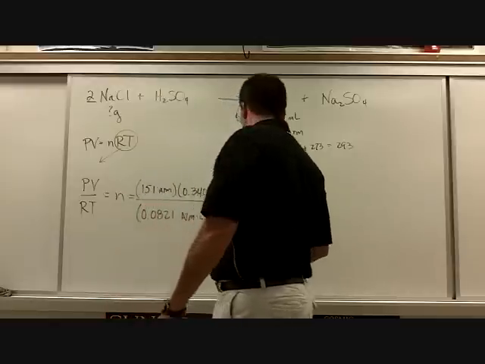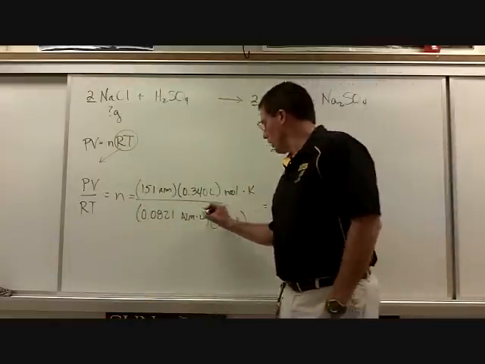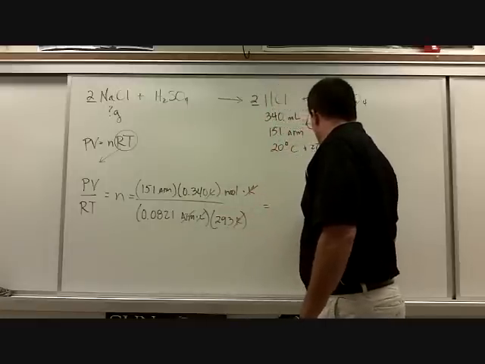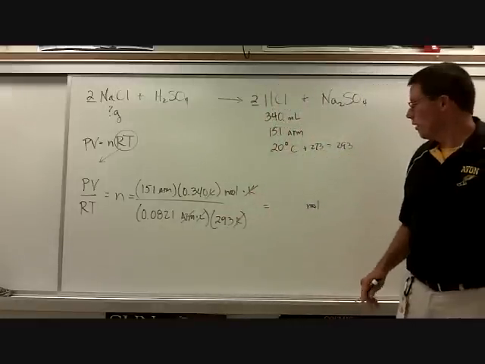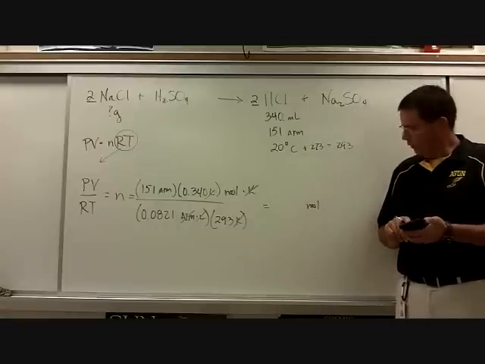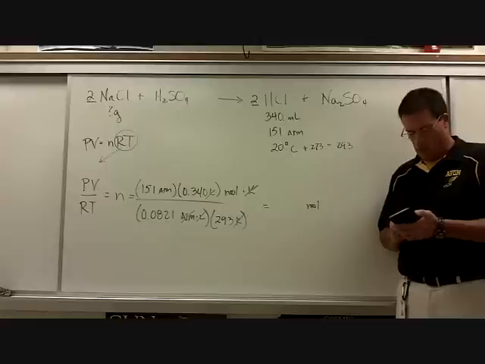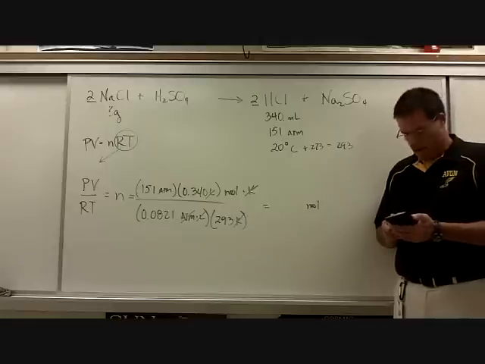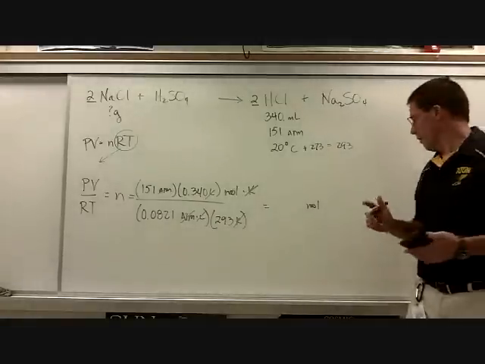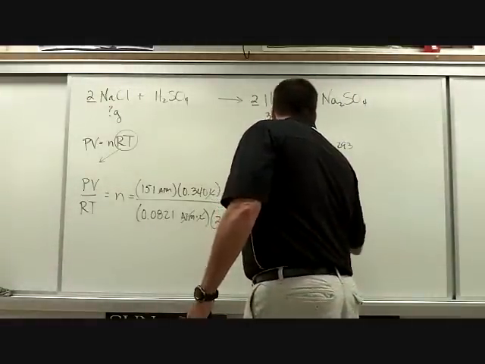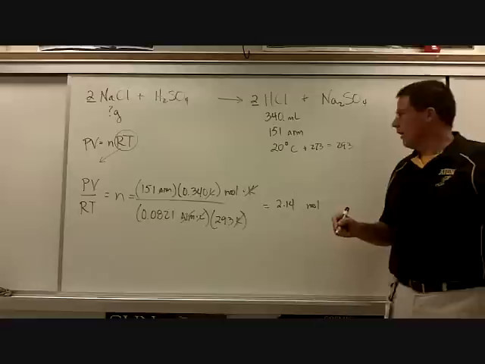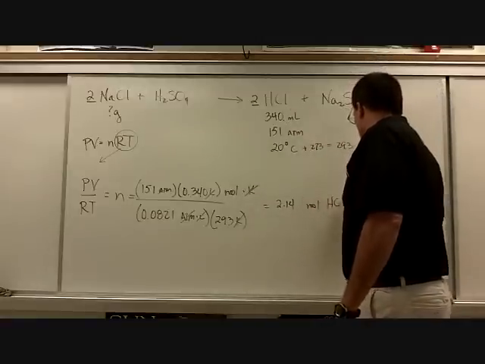Kelvin. Okay. Then if we cancel out like terms, atmospheres go away, liters go away, Kelvin go away, we're left with mole, which is a good unit that we want. So 151 times 4. So 2.14. Okay, so that is our number of moles. This is step 2. We have 2 more steps. And this is of our hydrochloric.